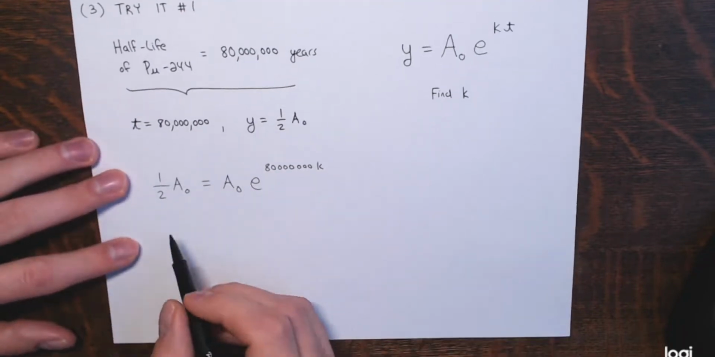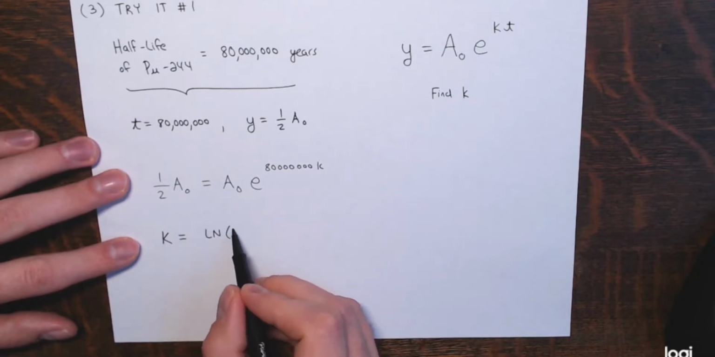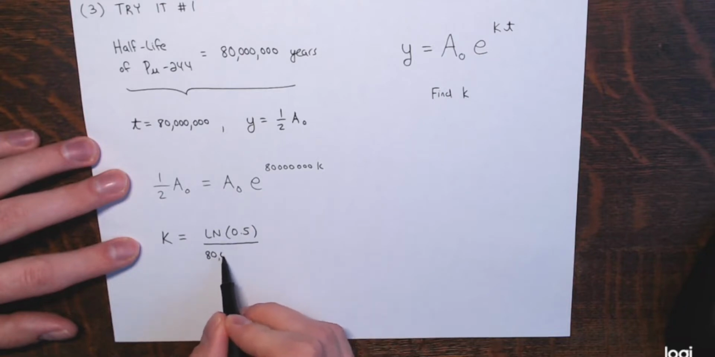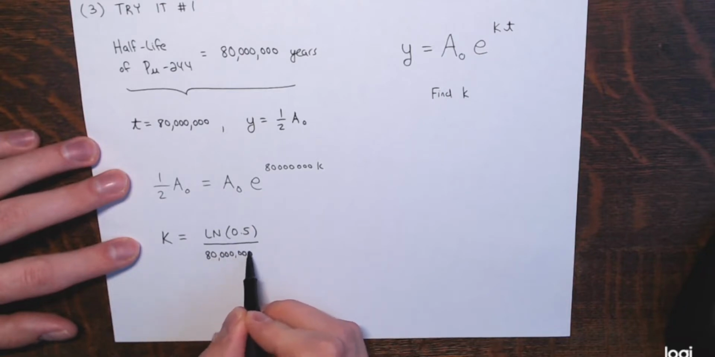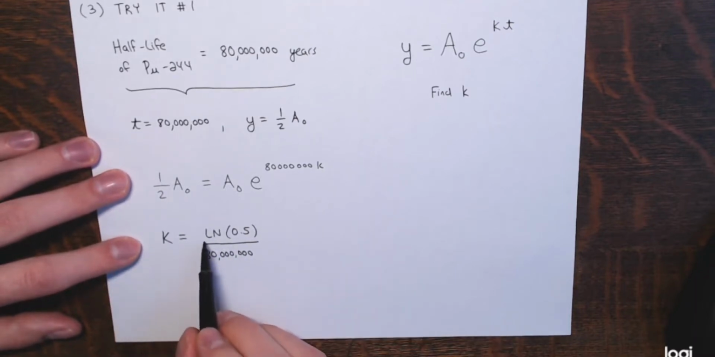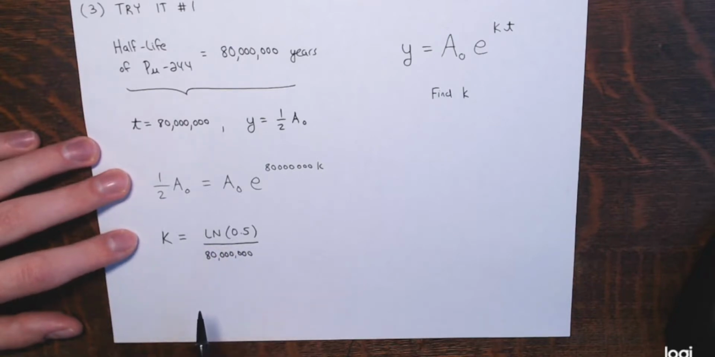I'm hoping you can see that k would be the natural log of a half divided by 80 million. And this is really the case for any of these half-life problems. The value of k is just going to be the natural log of a half divided by the half-life. You saw that in the last example. k was the natural log of a half divided by 5,730. Here it's the natural log of a half divided by 80 million, which would be incredibly tiny. So I'm just going to leave this the way it is.